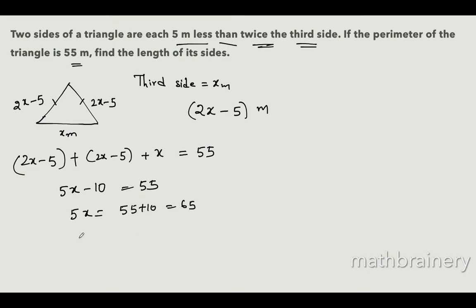5x is equal to 65. So x is equal to 65 divided by 5, which is 13. So your x is 13 meters. That is, the third side is 13 meters.